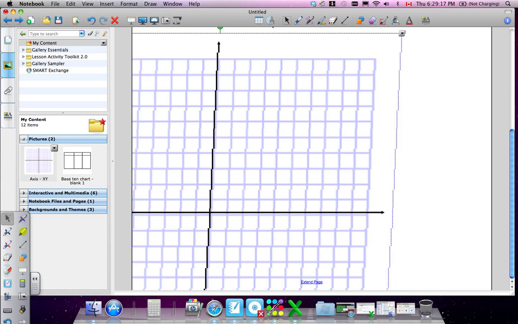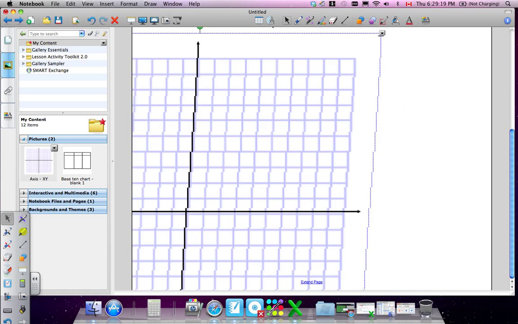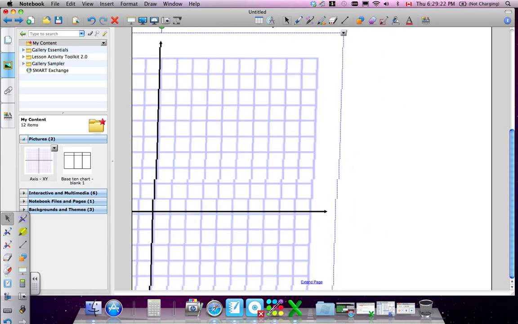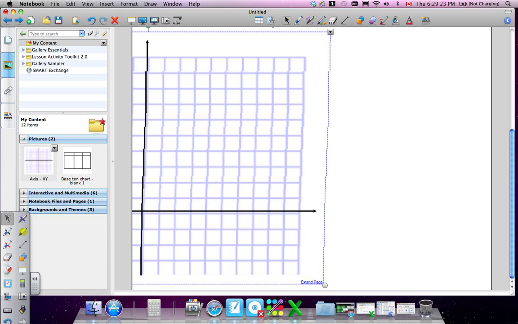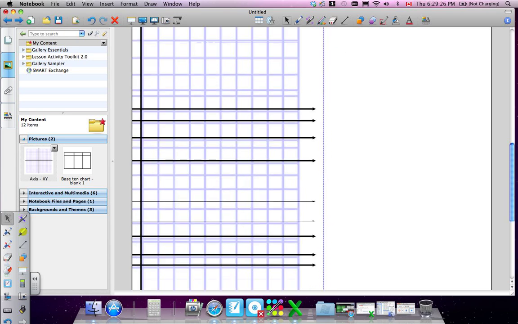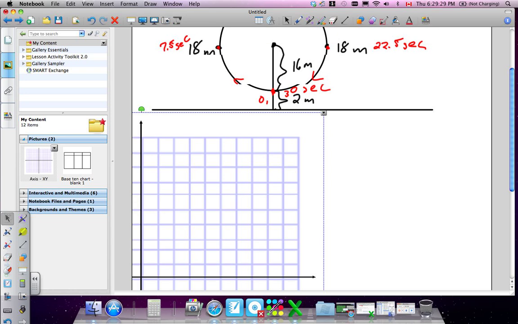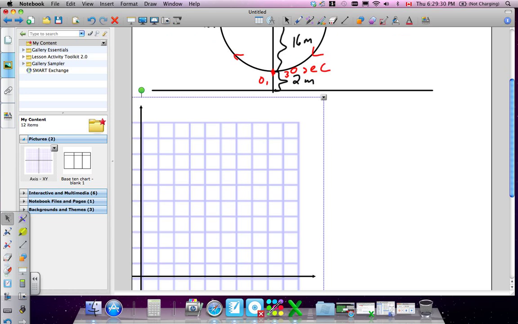It's just a little slow. Okay, well that worked out pretty good. So, we know that it's going to take 30 seconds for an entire period to happen, for it to go all the way around.